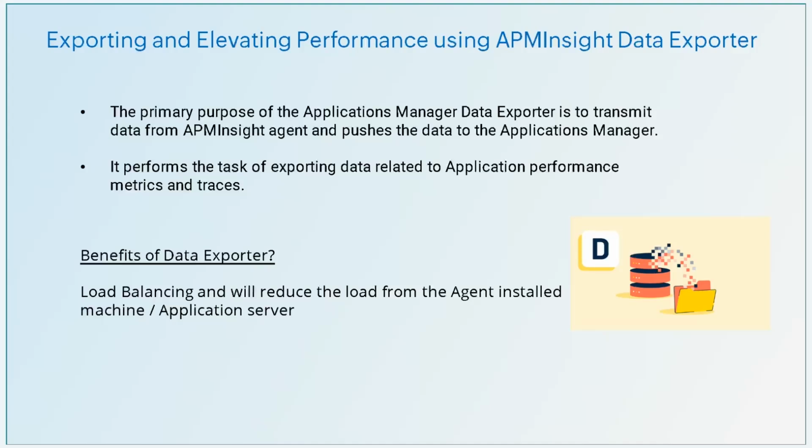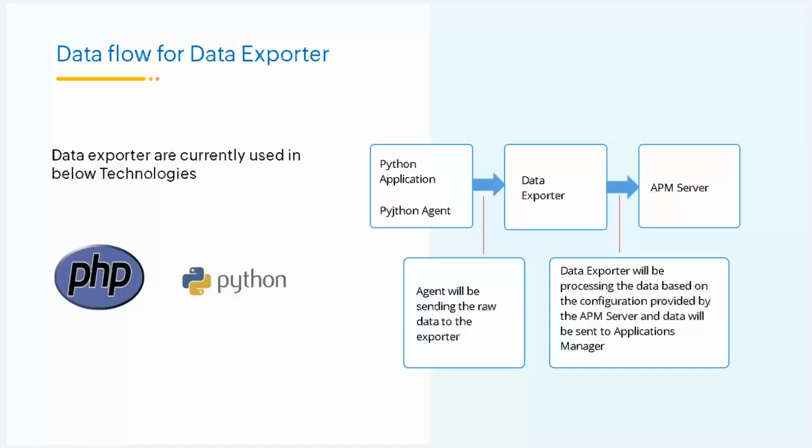The exported data is then sent to the Applications Manager server. The server will analyze this data and provide insights into the performance and the behavior of the monitored application. This is an overview of the data flow through the data exporter.